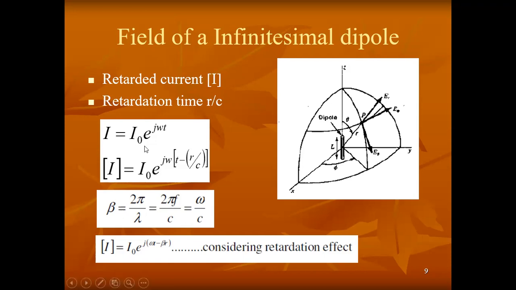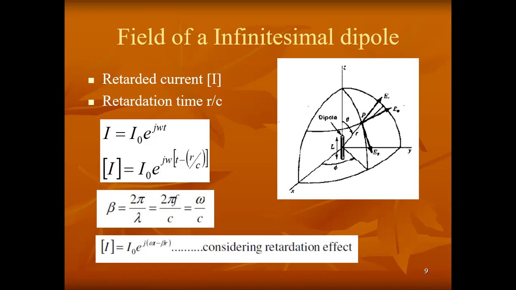I equals I0 into e to the power j omega t. This is the current equation, and it can be elaborated in this way. This is the propagation constant, beta equals 2 pi by lambda. And lambda, as we have just seen, is c by f.